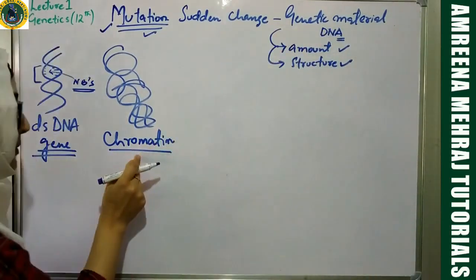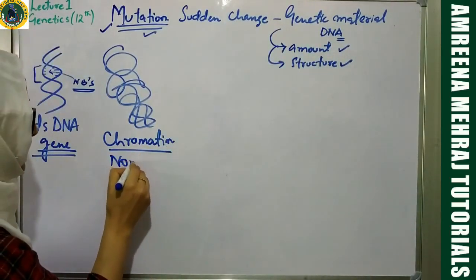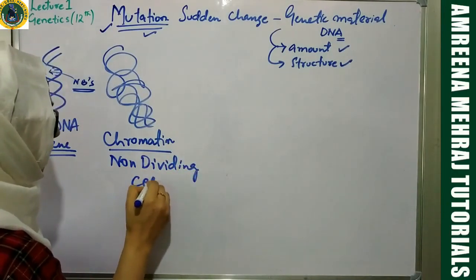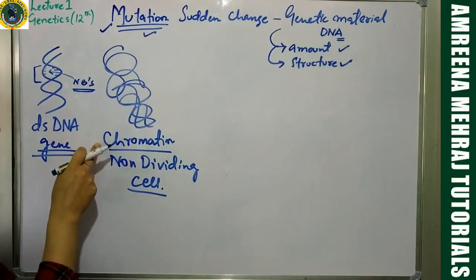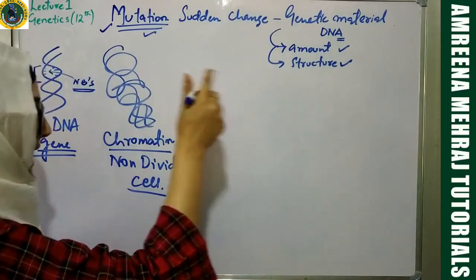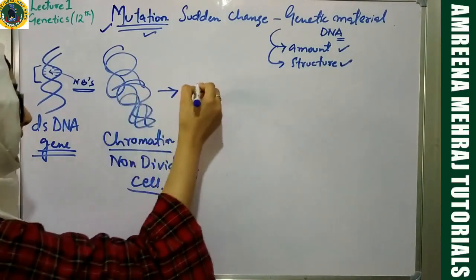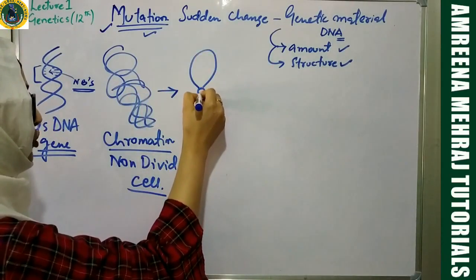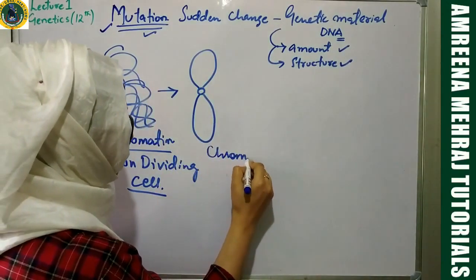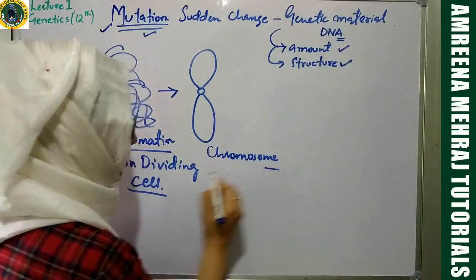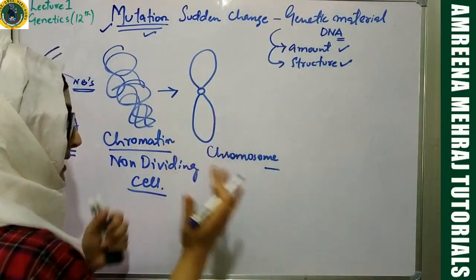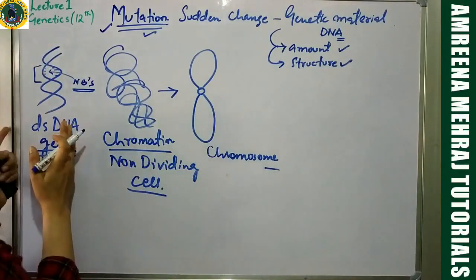You will find this form of genetic material in a non-dividing cell. When a cell is not dividing, you will find this form of genetic material. But when the same cell has to undergo cell division, at that stage you will find this chromatin condensed in the form of a chromosome, which you know. What is this form called? It's called chromosome. So chromosome is basically what? Technically it's your genetic material, but basically it's a compact form of your DNA.